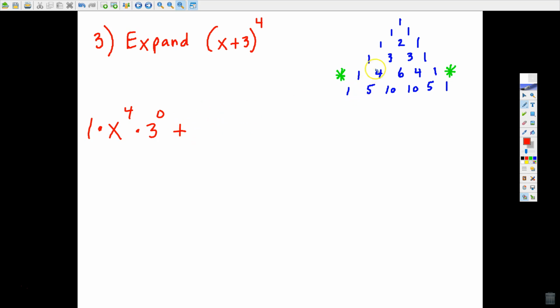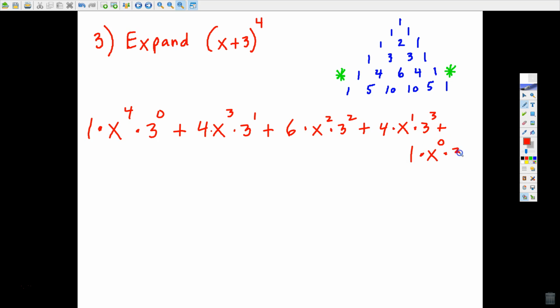Plus, next number from the triangle, x goes down, 3 goes up. Plus, next number from the triangle, x goes down, 3 goes up. Plus, next number from the triangle, x goes down, 3 goes up. And then finally, the last number on that row, x goes all the way down to 0, 3 goes up to the 4th. Now let me show you how it's a little bit different when there's a number involved in simplifying. Well, let's start with this.